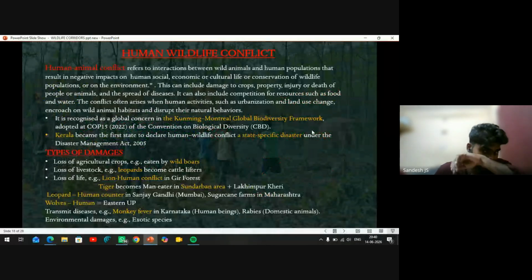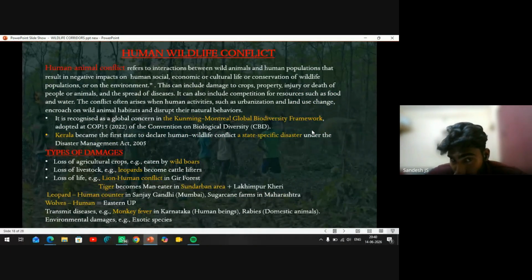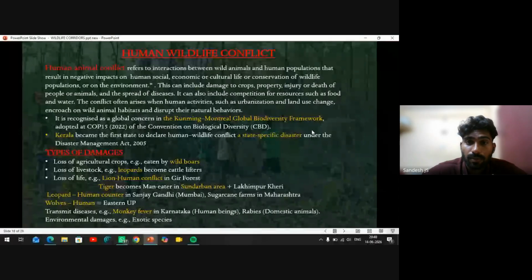Coming to the next part, human-wildlife conflict. So what is human-wildlife conflict? Everyone knows that nowadays human-wildlife conflict is more widespread than ever. It is any interaction between wild animals and the human population that results in negative impacts, both for us and for wildlife, affecting the social, economic, or cultural life of people and the conservation of wildlife populations.